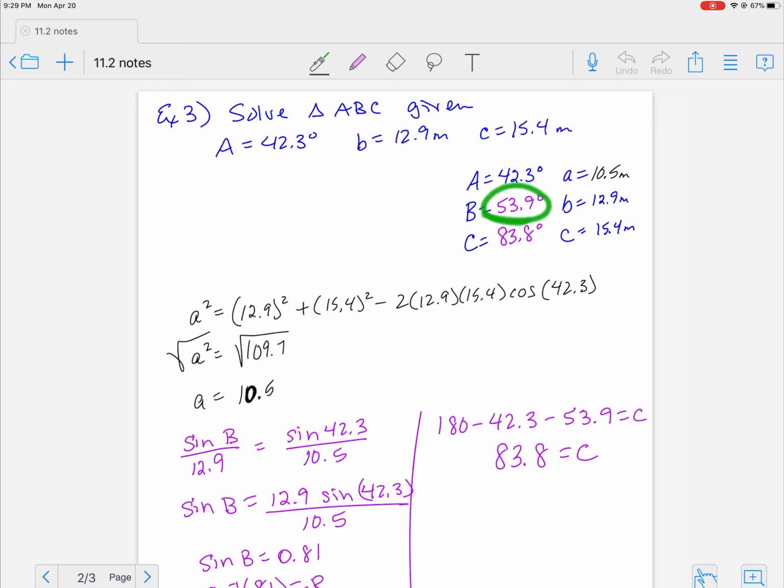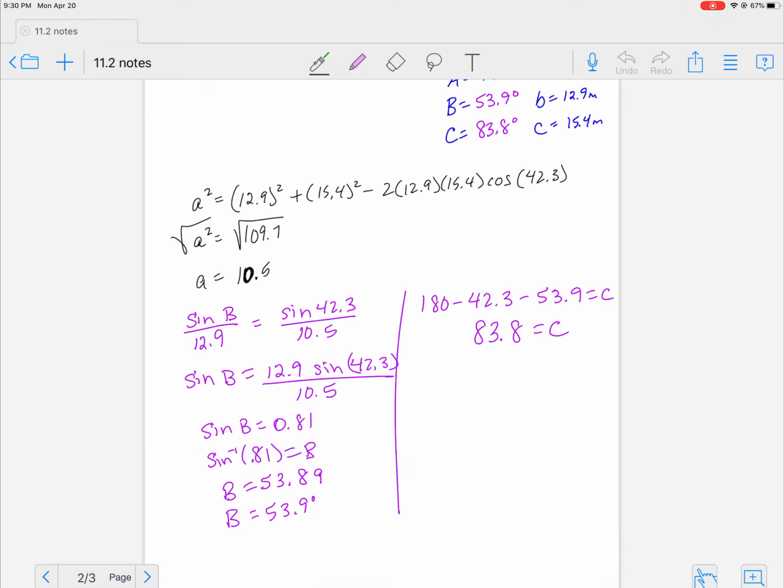My angles are what we have left over that we're trying to find. So I put that on top, cross multiply, and I'm dividing by that 10.5, because it's like times 10.5 over here, so you just divide it and you can do it all in one step. Here I have 0.81, so that's legit. Inverse sine of that gives me the 53.9 degrees for B.